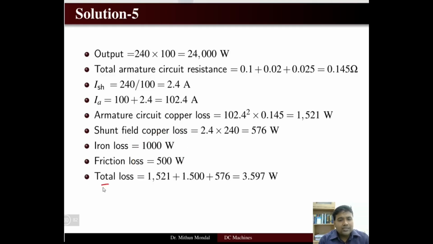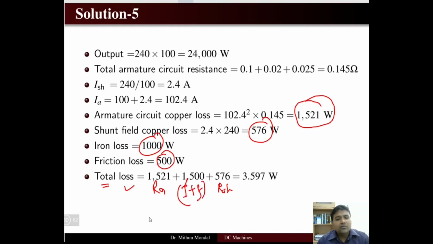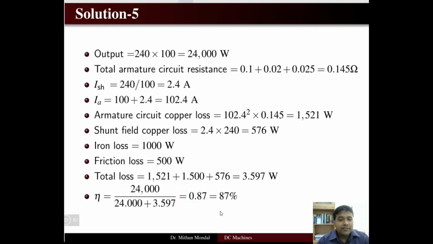So total loss, what is there? The total loss is the combination of the copper loss which is taking place in the armature plus the loss that you have in the iron and the friction losses and the shunt field losses. So this is the shunt field loss, and this is the armature copper loss Ia squared Ra, and this is the combination of iron plus friction. So these together will give you the total losses in the machine. So it is equal to 3597 watt.